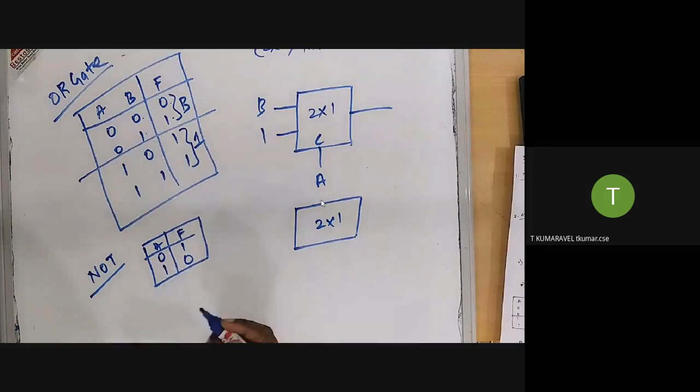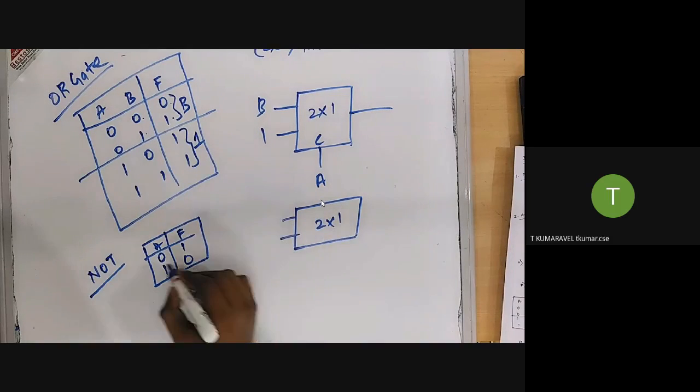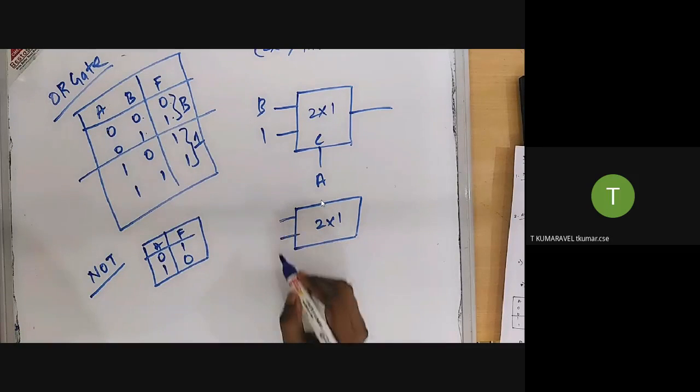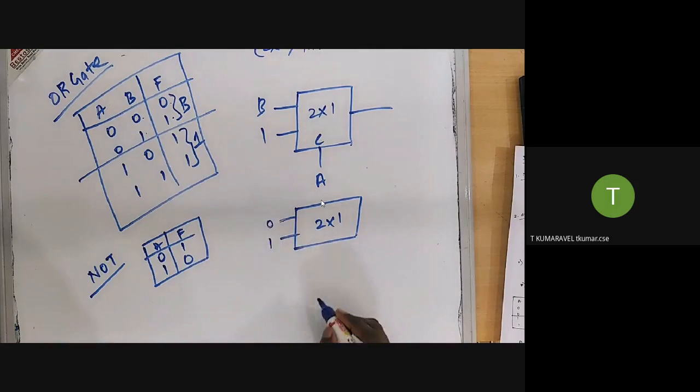Here, how do you implement that? Here only one single variable is there. A single variable means two input combinations are available: 0 and 1.